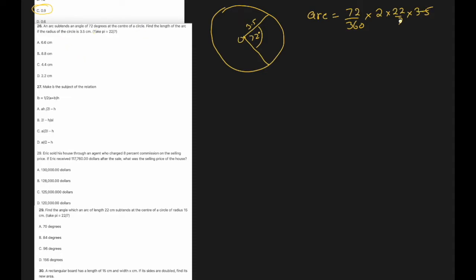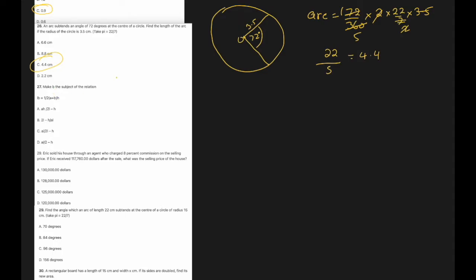So 3.5 and 7 cancel, 2 and 2 cancel, 72 and 60 cancel. So 22 is the only one left on top, and 5 left here. So 4.4 is the answer.